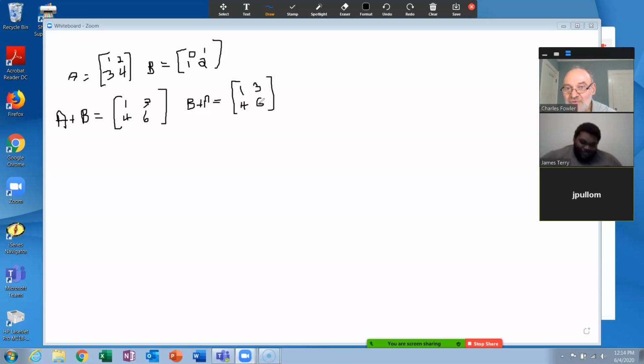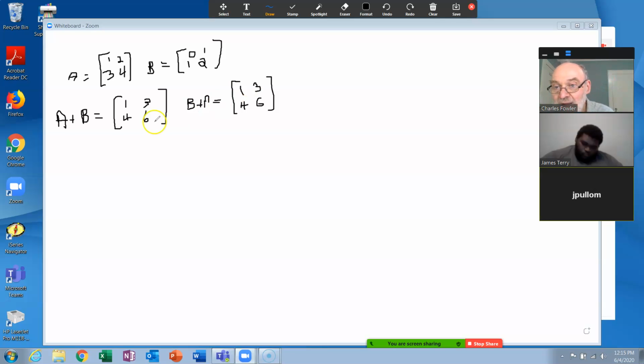Now, this is just a real simple example, but what this suggests to you is that addition of two matrices, if you can add them, if they're the same sizes, you can add them. It doesn't matter which order you add them. We call that the commutative property of addition. It was true with numbers. It's true with matrices.